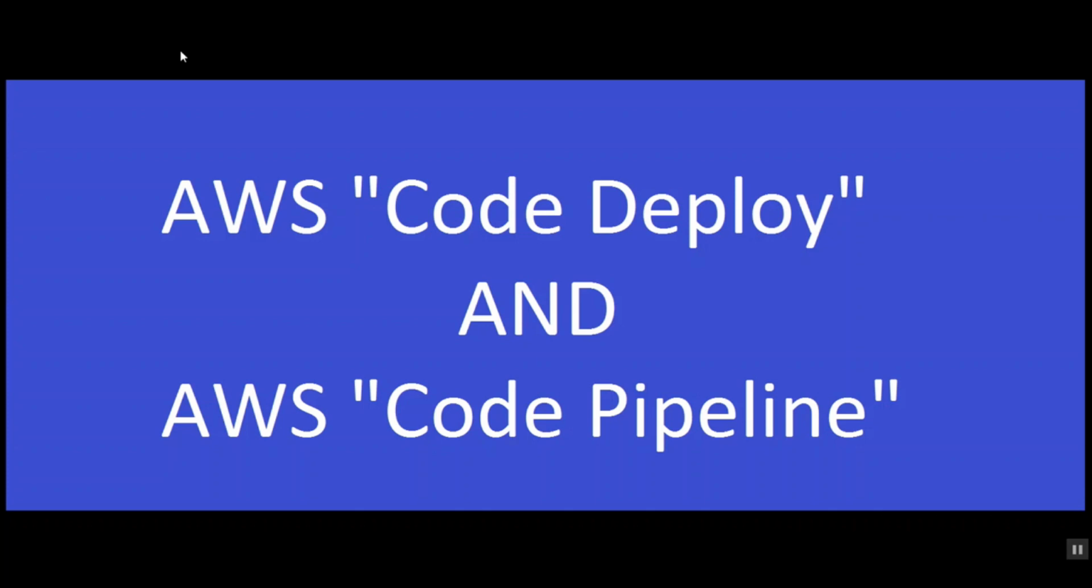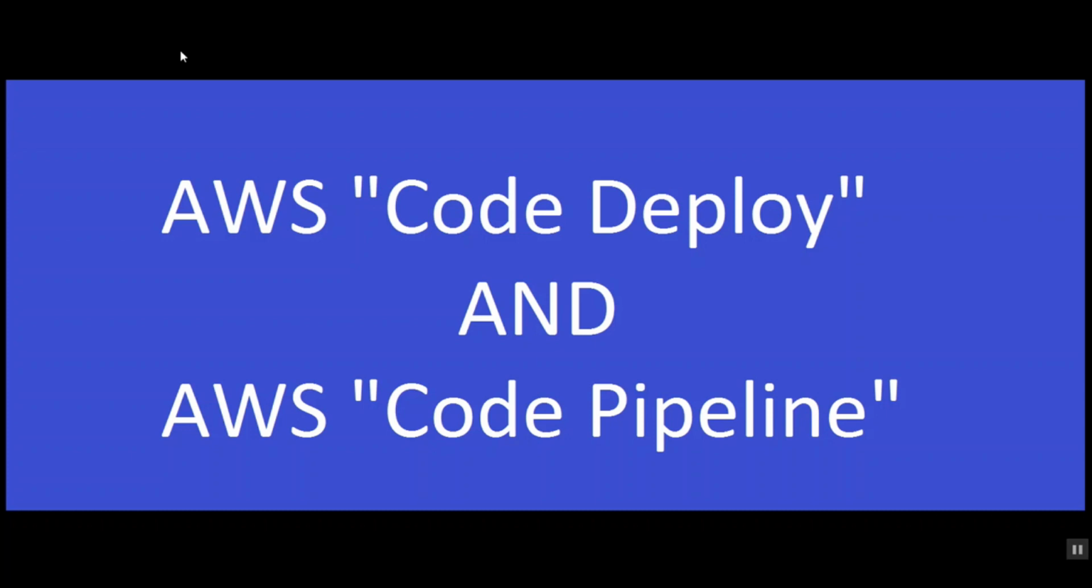From a big picture point of view, say for example, you make changes to your application and you commit those changes into your repository. The repository can be GitHub or Amazon's CodeCommit or a simple S3 bucket. What CodePipeline does is, whenever a new commit or new change is identified in the remote repository, it notifies CodeDeploy.